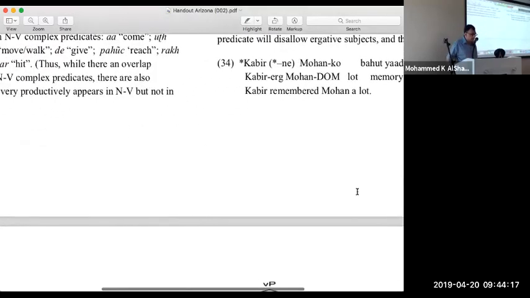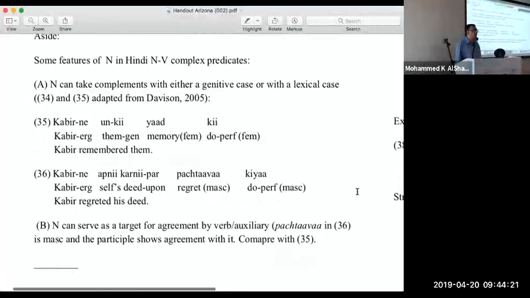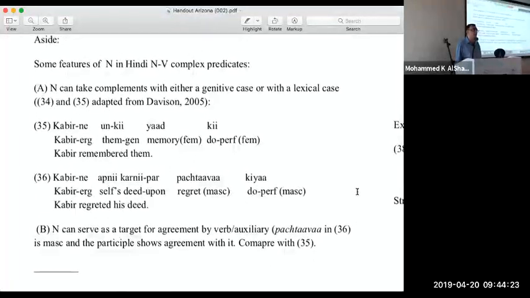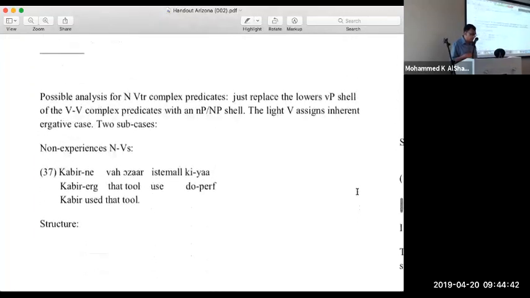This was just some information about how the NV complex predicate functions, particularly the noun, which can take its own arguments in various ways, like in genitive or with oblique case and so on. Just going on to the structure now for sentences involving NV complex predicates. So look at 37. Here the noun is used.